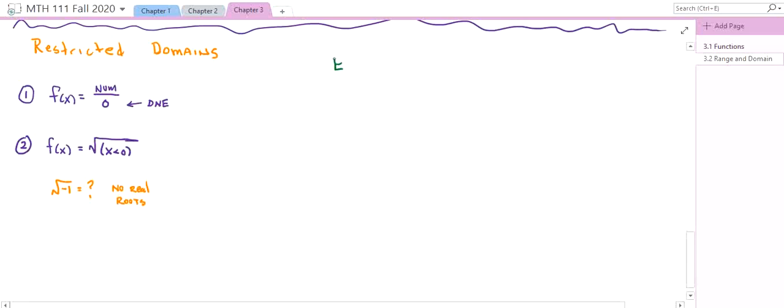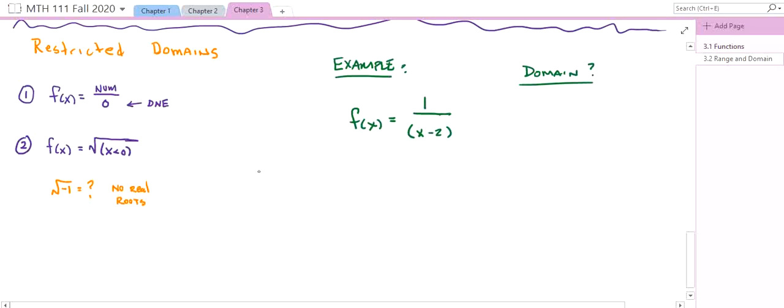For example, we could have f of x equals 1 over x minus 2. So what's the domain of this? Well, this is case number 1. We're going to have a problem if the denominator ever goes to 0.